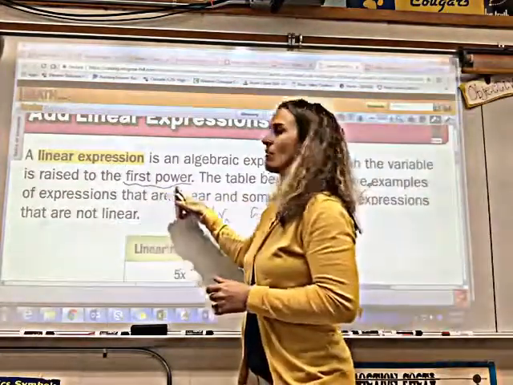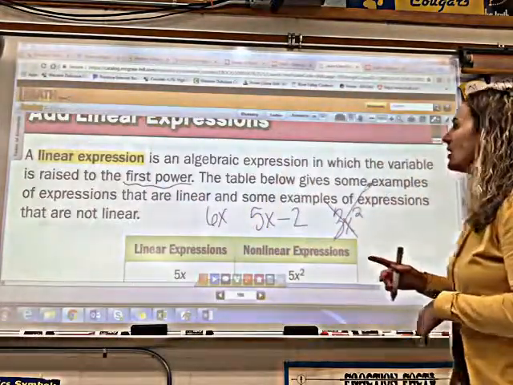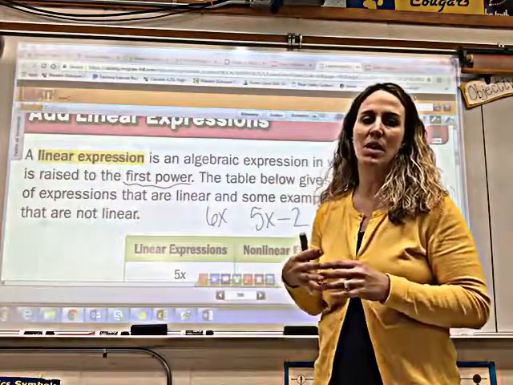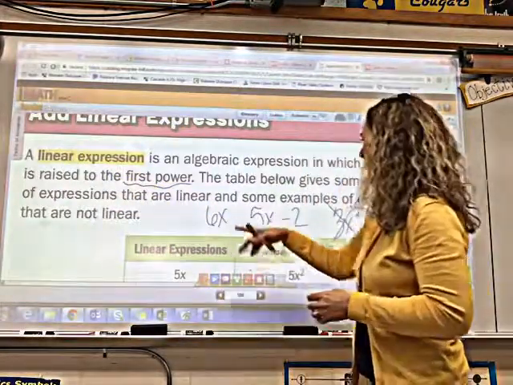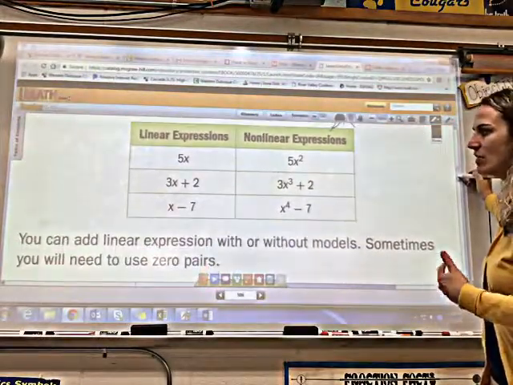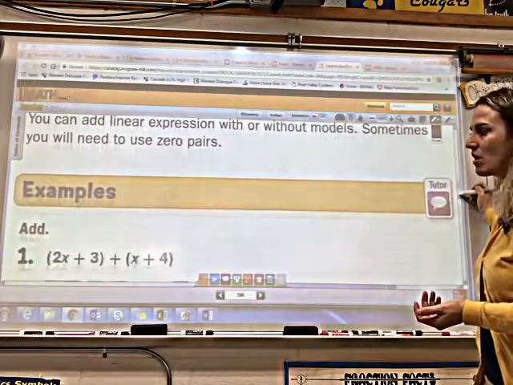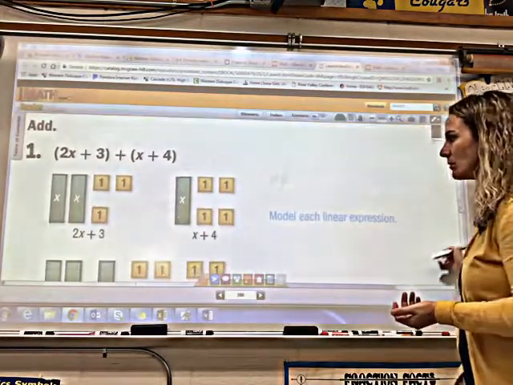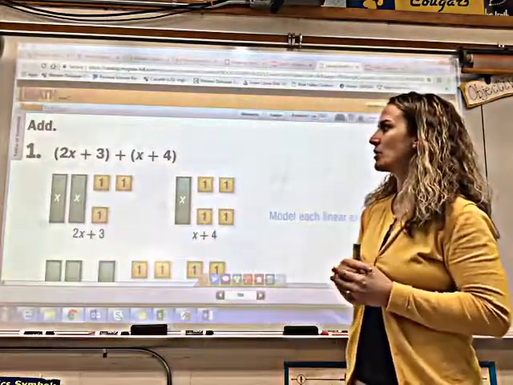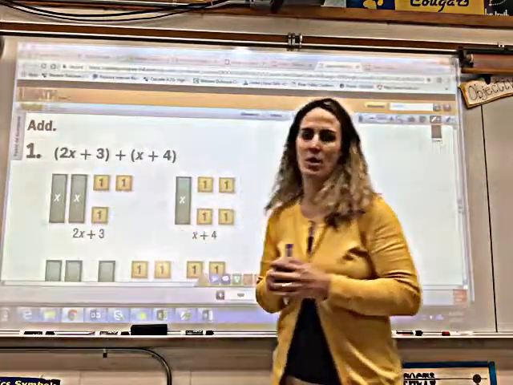So our goal is going to be focusing on working with variables that are being raised to the first power. The other thing to think about is that linear means that it's going to form a straight line. So if you would go and graph it eventually, which we are going to do, it would end up being a straight line format.